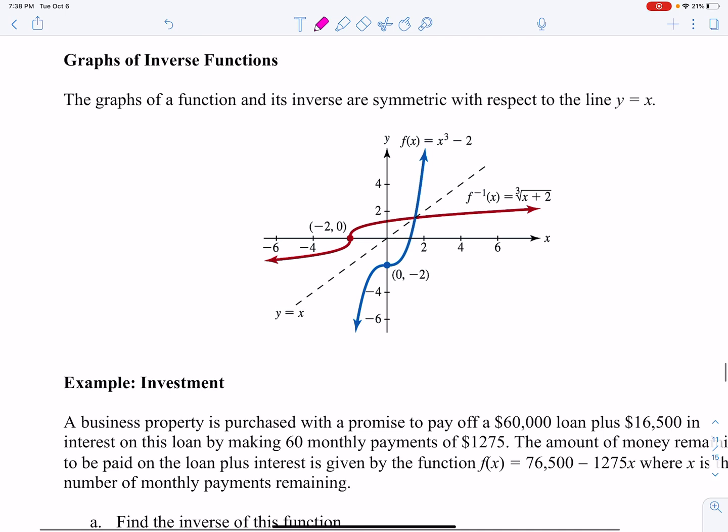Let's see, graphs of inverse functions. So graphs of inverse functions are symmetric about the line y equals x. So this 45-degree line. Okay.